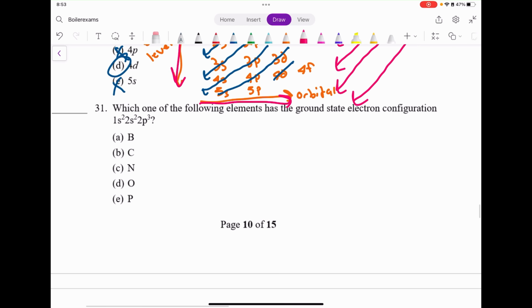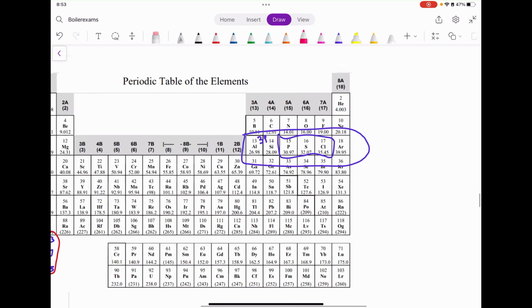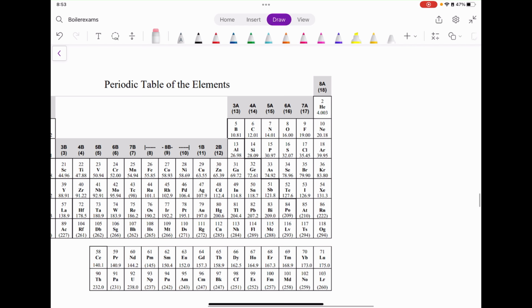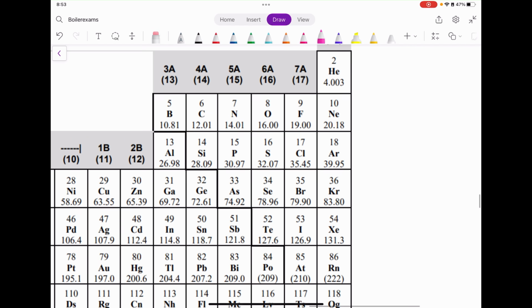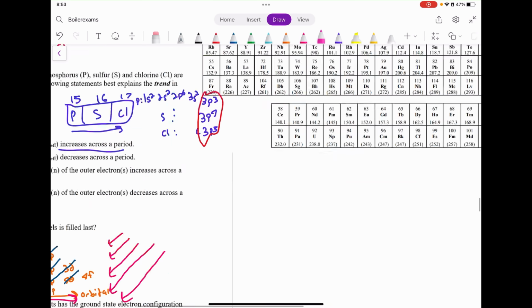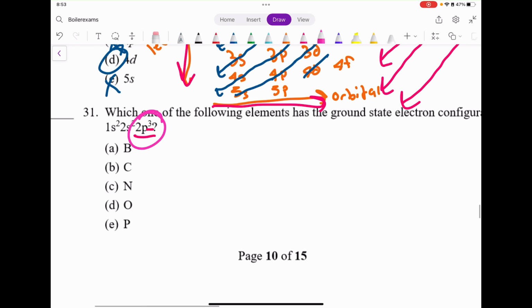31. Which one of the following elements has a ground state electron configuration of this? The outermost orbital is 2p, and we are 3 electrons, or 3 elements deep in that 2p. Boron is 1 electron in, so boron's outermost would be 2p1. Carbon is 2 electrons in, so carbon's outermost would be 2p2. Nitrogen is 3 in, so nitrogen would be 2p3, which I believe is what they had. Yeah, so this corresponds to nitrogen.